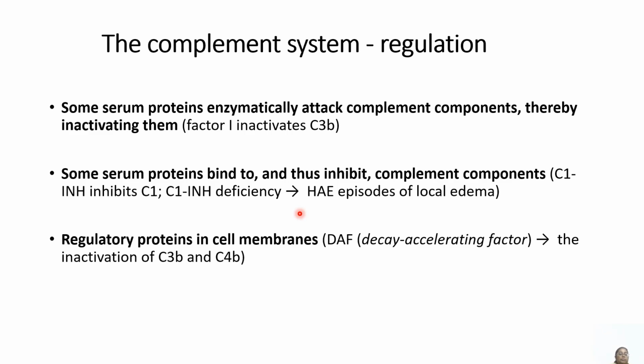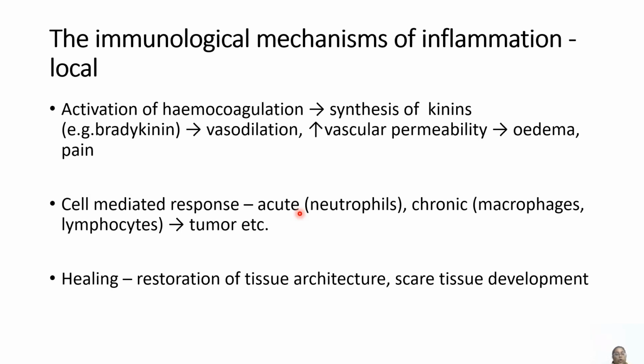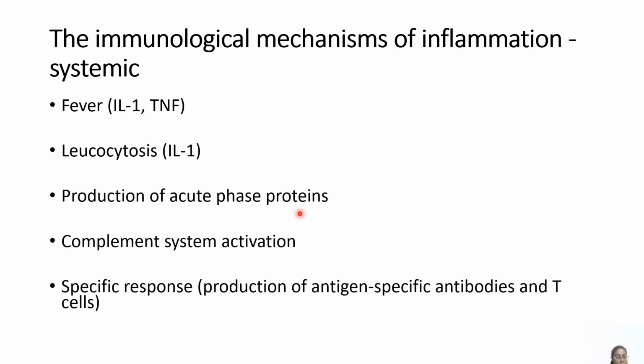So how is the complement system regulated? So some serum proteins enzymatically attack complement components and they can inactivate them. Some serum proteins can bind to and thus inhibit complement components, right? And then there are some regulatory proteins in the cell membranes that can act in its favor. So the immunological mechanisms of inflammation, what is local? So the activation of hemocoagulation, then synthesis of kinins like bradykinin, vasodilation, vascular permeability, edema and pain. Then cell-mediated response, acute, chronic, tumor, etc. Healing, restoration of tissue architecture, scar tissue development, all of these.